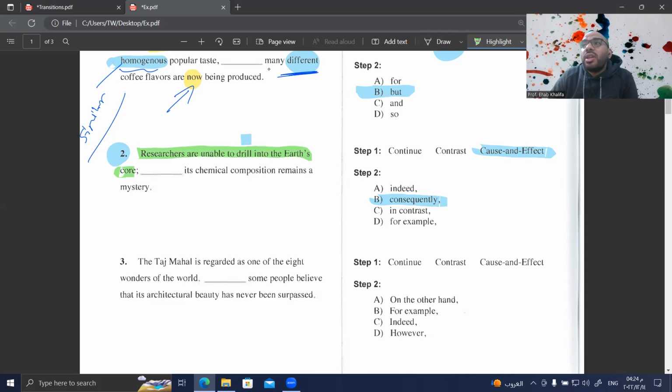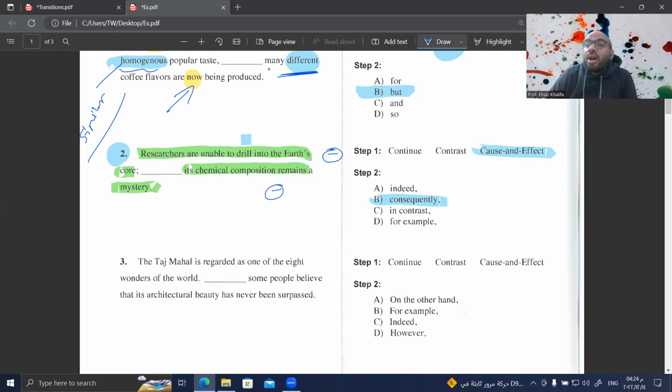Researchers are unable to drill into the Earth's core. The tone is positive or negative? Negative. Of course. That is failure for researchers. Yes. Negative. What comes after now? The chemical composition remains a mystery. Is it positive or negative? Also negative. Negative.